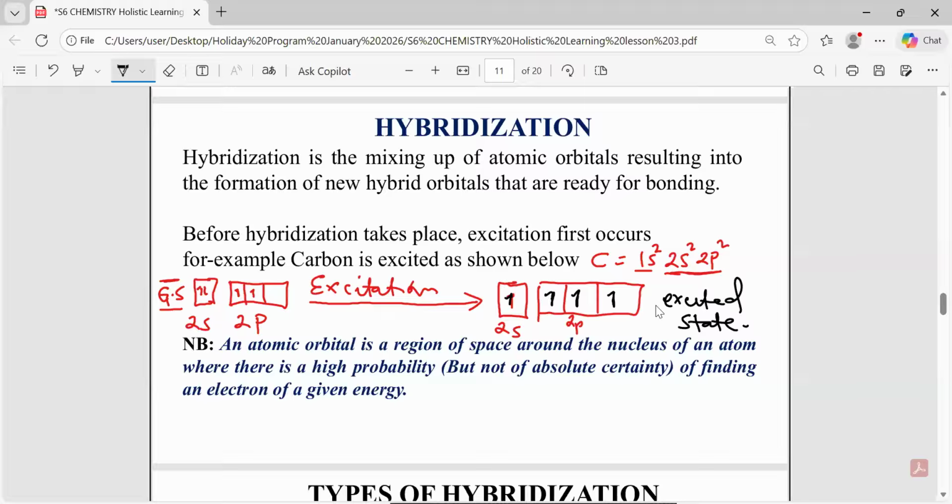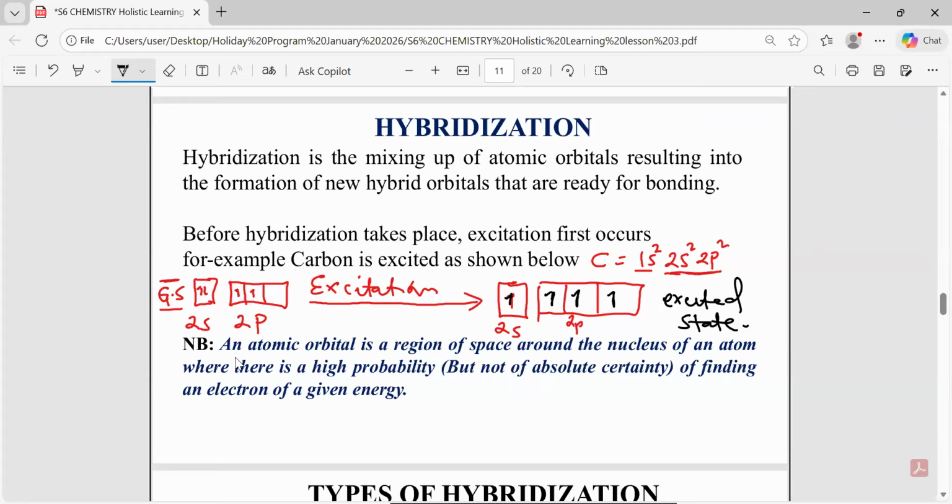Are you seeing that? The orbitals don't start mixing and combining with the other ones when carbon is not yet in its excited state. It does that in its excited state. And Ruth has been able to take us through how the excitation takes place.